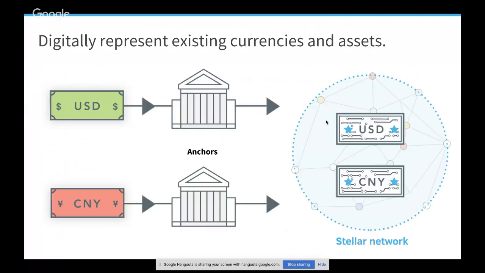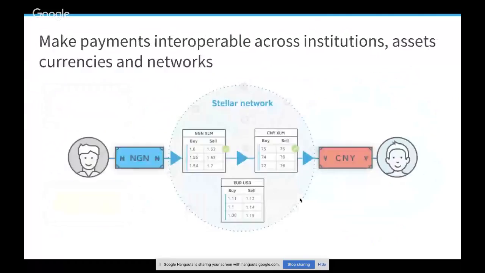So there's two concepts here. One, you can digitally represent currencies, but two, those currencies are backed by an institution, which is very important. So this is the first major concept of Stellar.